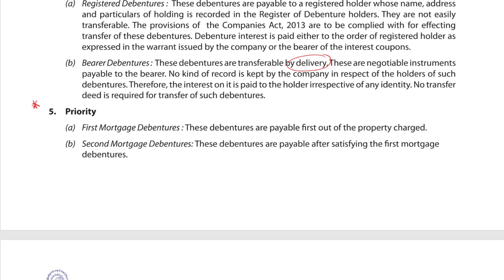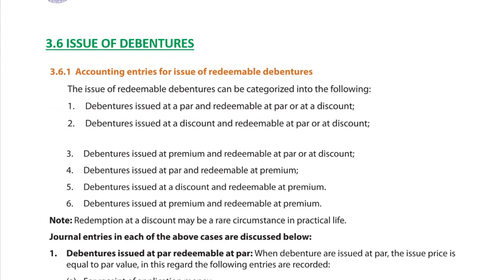On the basis of priority, first mortgage debentures. These debentures are payable first out of the property charged. Second mortgage debentures. These debentures are payable after satisfying the first mortgage debentures.